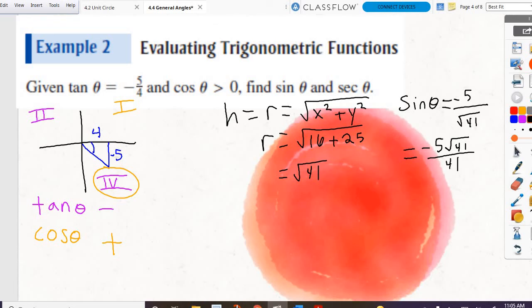Now, secant is the reciprocal of what? Cosine. So that means that it is what over what? Agreed? Remember, it's the opposite, basically, of our cosine. So what's our hypotenuse in this case? And then what is our adjacent? 4. Now, does it make sense that my secant would have to be positive?